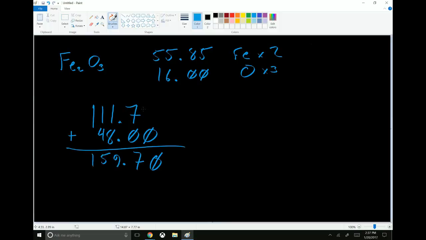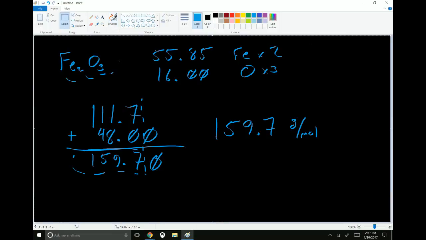That gives 159.7, and there's your sig figs. The molar mass of rust is 159.7 grams per mole. Okay. So that means if you have 159.7 grams of rust, you have 1 mole of rust. If you have 79.85 grams of rust, you have 1/2 mole of rust. So that is how you calculate grams per mole. You just add up the mass of every single atom, basically.